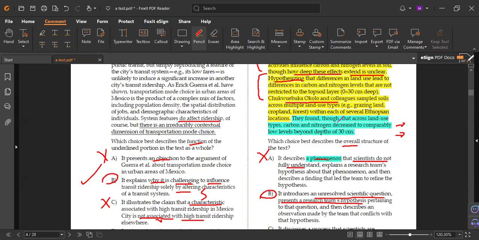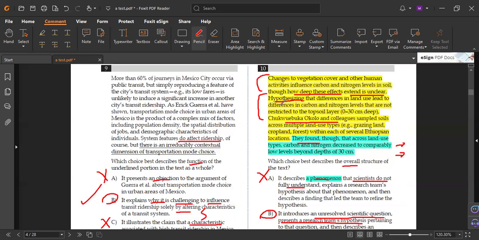Scientists, colleagues, and yes. And after that, he describes an observation, as he mentioned, they found. That is called sentence one, sentence two, sentence three. So the unresolved question, what did they hypothesize, and what did they discover to prove this hypothesis? It's called the structure of this paragraph.